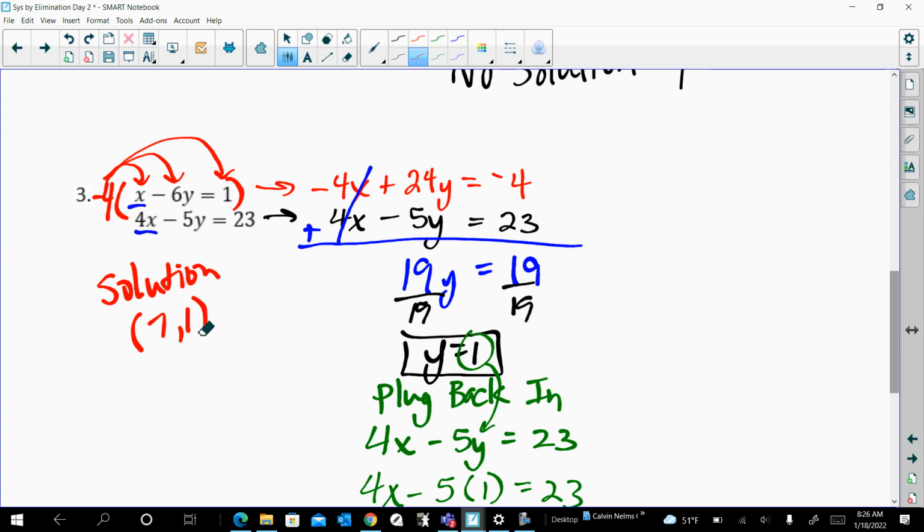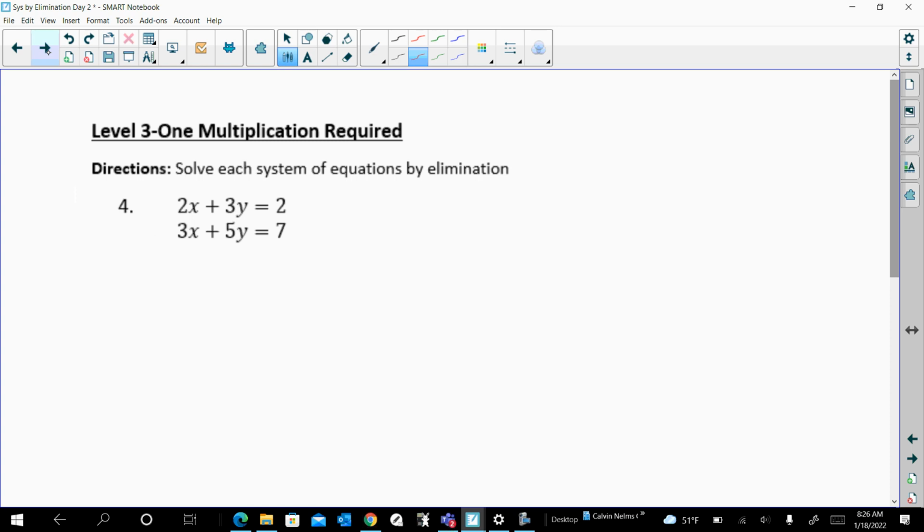All right, so that's level 2 is multiplying 1. Now for the last set, if you look at number 4 here, level 3, this is actually just a typo. This is going to require 2 multiplication. So change that to 2 multiplication required.